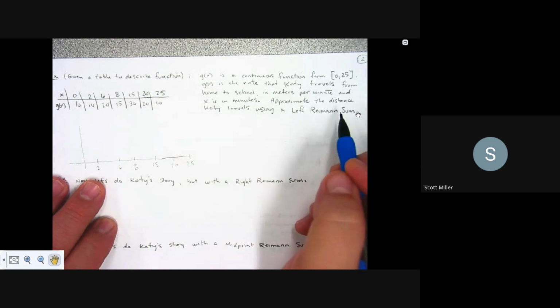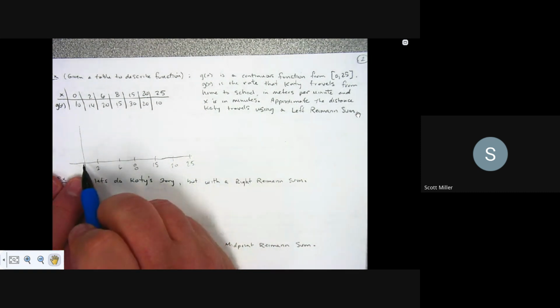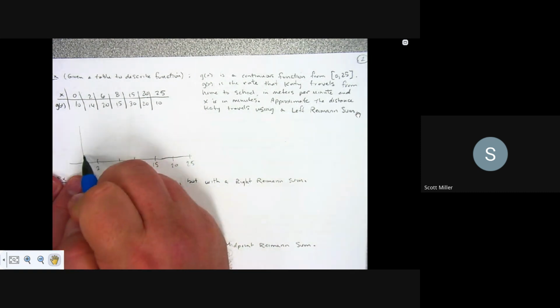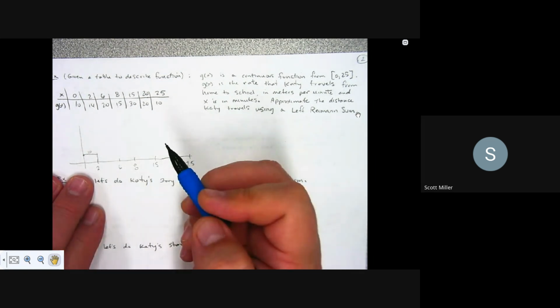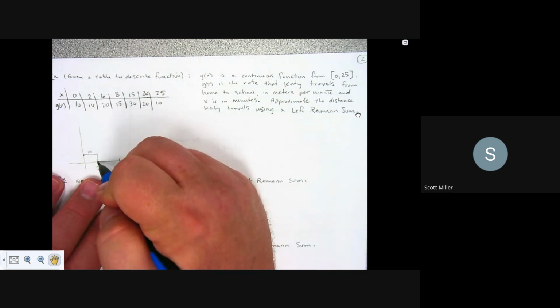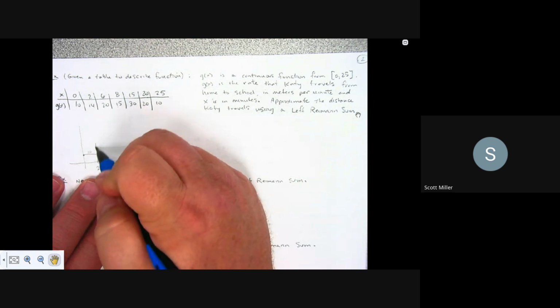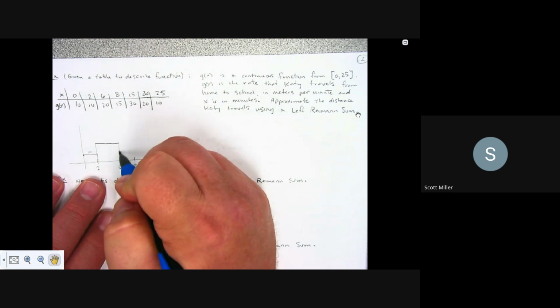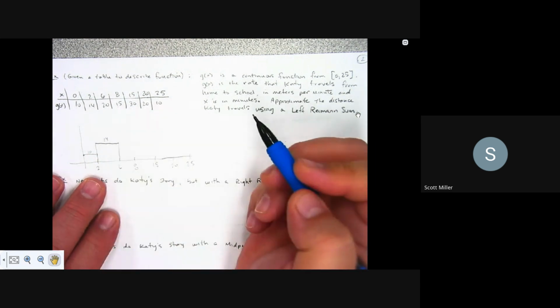I want a left Riemann sum, so I'm going to start at 0, and I'm going to go up to the height of 10. So this is the left side of this rectangle, and I put the 10 up here so I don't forget that that's the 10. From 2 to 6, this one is the 2, it's the left. I'm going to go up to 14, go all the way across, and write 14 up here so I know that that's what it is.